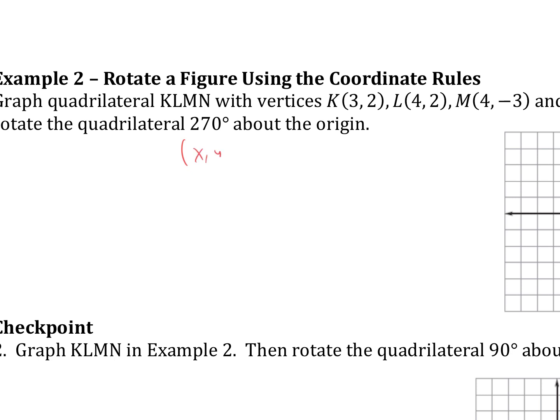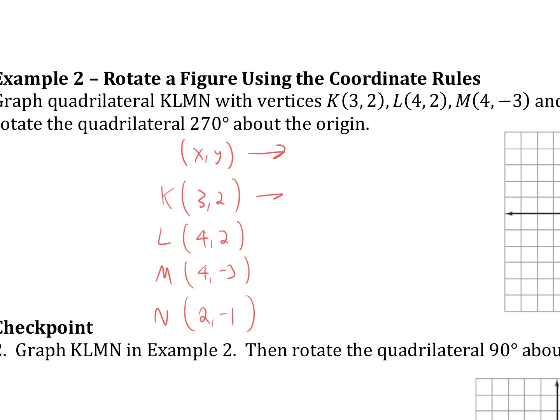So we're going to do x, y goes to something, and we have K, L, M, N, and here are the coordinates. We have 3, 2. We have 4, 2. We have 4, -3. And we have 2, -1. All right. And the rule for 270 degrees is going to be y and the opposite of x. We're looking for K prime, L prime, M prime, and N prime. Why don't you guys see if you can figure those out? Go ahead.